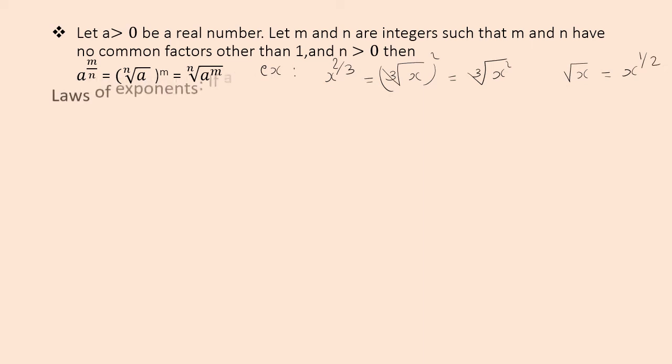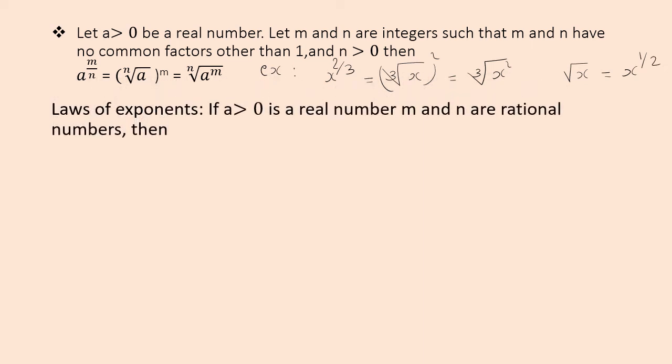Now we will move to the properties, that is, laws of exponents. If a is a real number greater than 0, and m and n are rational numbers, then a raised to m multiplied by a raised to n is equal to a raised to m plus n. Here, the bases of the two terms are the same and you are finding the product, then you can write it as a raised to m plus n. You can make it more clear with an example.